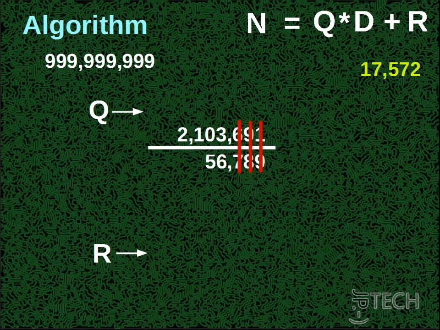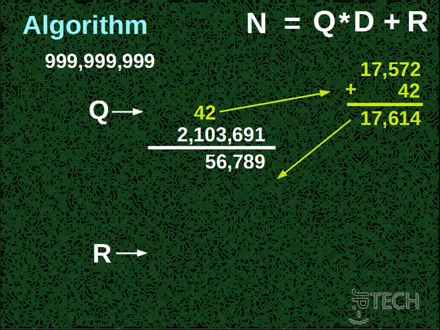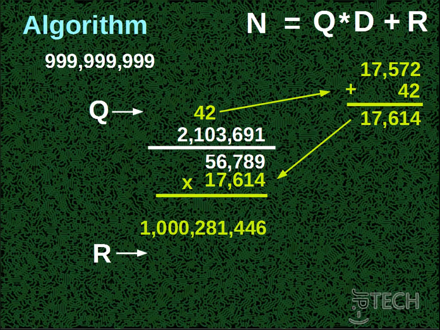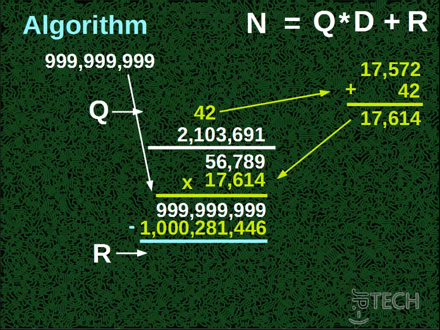Cancel, divide, add our new quotient component, substitute our new quotient candidate, subtract from our numerator, and there's our remainder. Again, we have a negative remainder. One more time, we substitute.